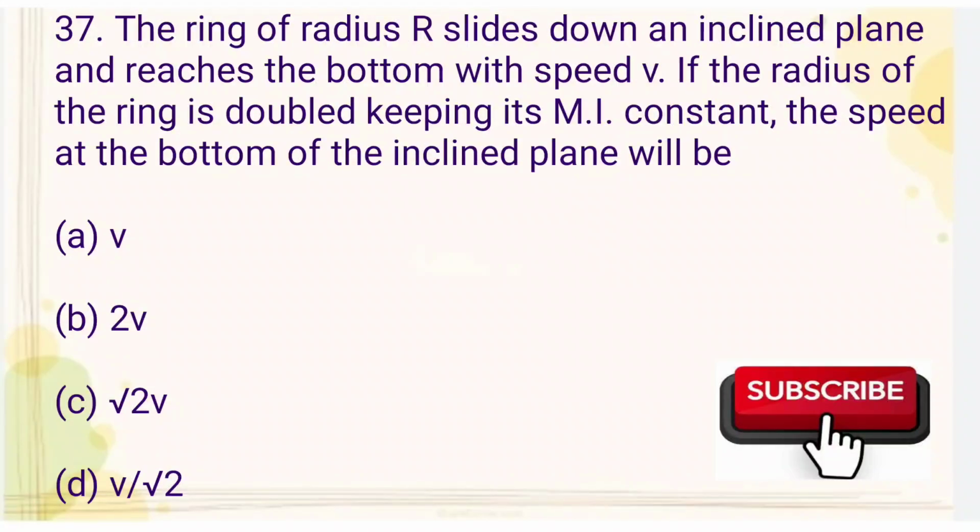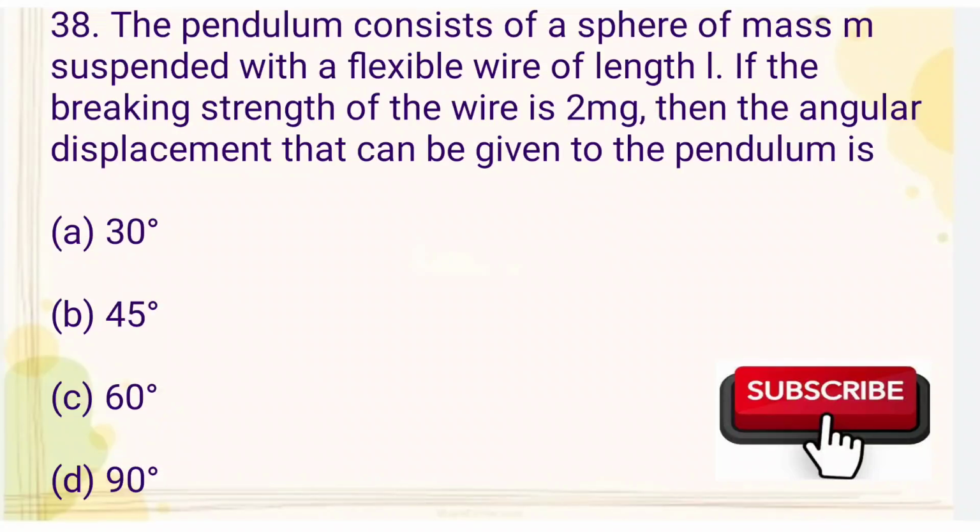A ring of radius r slides down an inclined plane and reaches the bottom with speed v. If the radius of the ring is doubled, keeping its mass constant, the speed at the bottom of the inclined plane will be... Option A is the correct option.